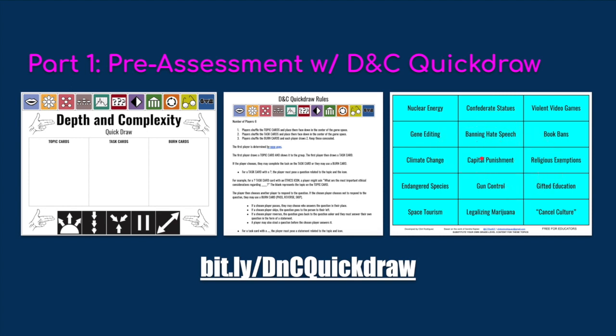I just chose topics that I thought would be interesting for adults to be able to talk about in a training. But you would, of course, pick content topics that are related to what you're actually teaching and also to what is appropriate for your kids and what they can actually handle. So these are your topic cards. All of this, by the way, is available down here at this bit.ly DNC quick draw. So that's some of the game pieces.